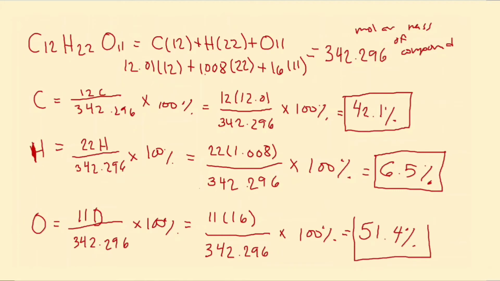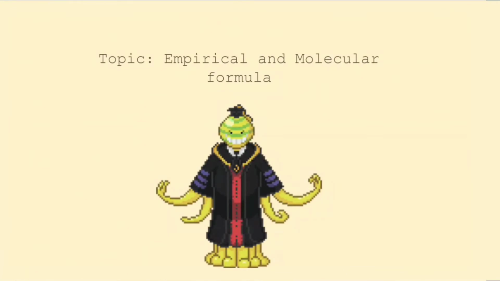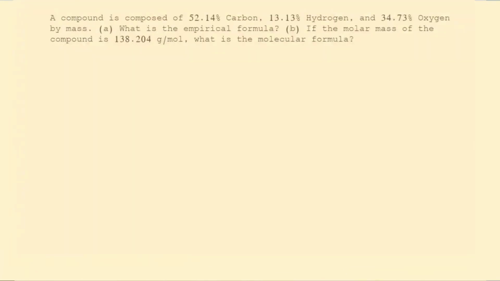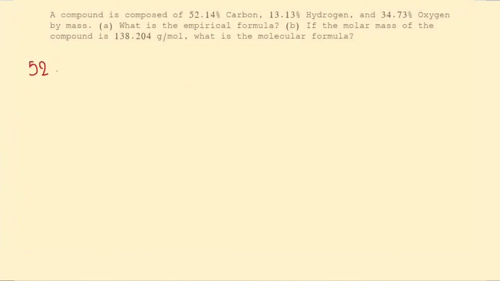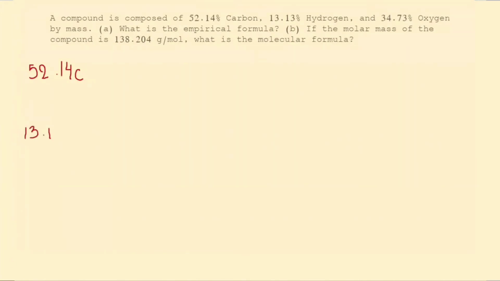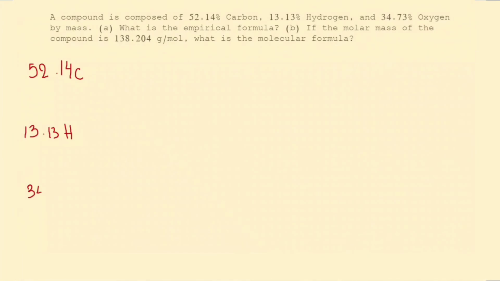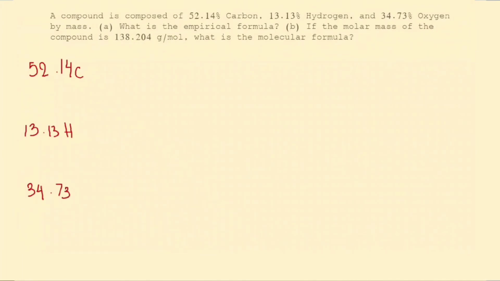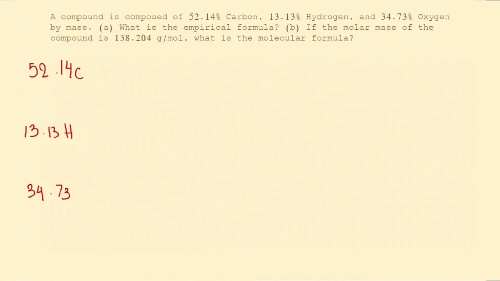Now, if you add 42.1%, 6.5%, and 51.4% altogether, this will give you 100%. The last topic is I'll be showing you how to find the empirical and molecular formula. Here is an example. A compound is composed of 52.14% carbon, 13.13% hydrogen, and 34.73% oxygen by mass. What is the empirical formula?